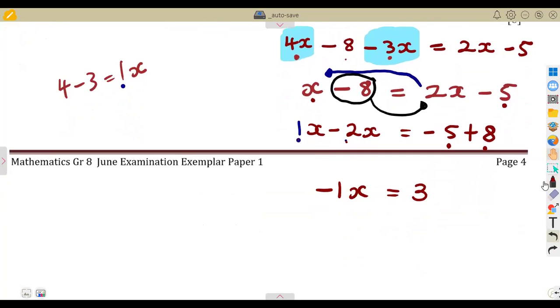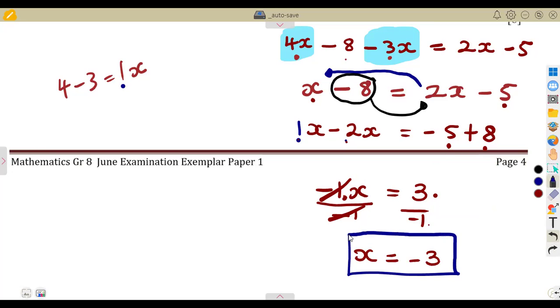So how do I find x? Because this is minus 1x, not x. We need x. So this is a product. I told you guys, a product, you divide by the number that is there to remove that number when it is a product, when you are multiplying. So this and this can cancel. You remain with x. So x is equal to what? 3 divided by minus 1, that is minus 3. So therefore, our x is minus 3.